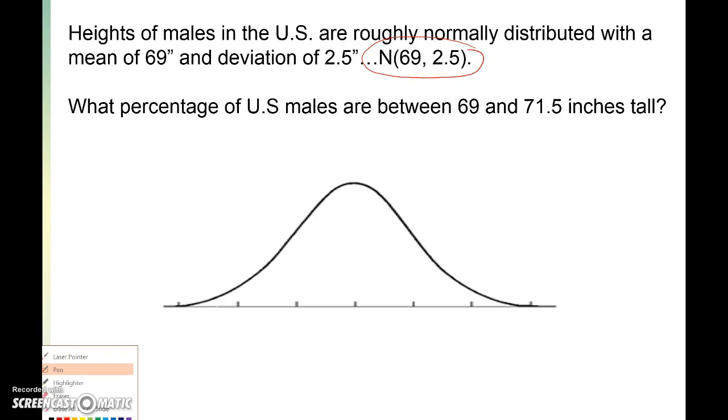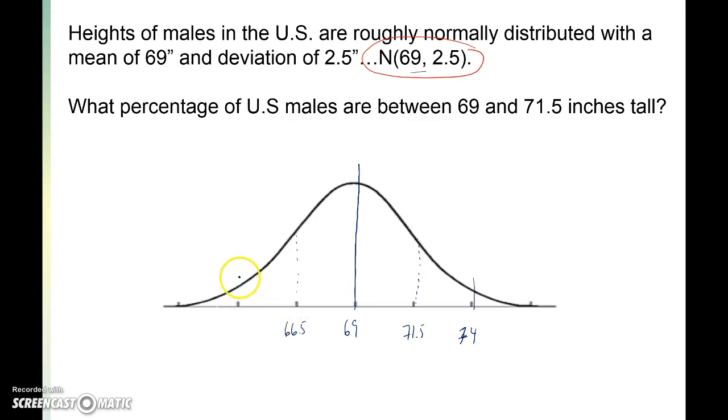So let me get a different color pen here. What I'm going to do first is, I've already had this pre-drawn here, so I'm going to go ahead and label what I've got. I know that the center is 69 inches tall. So there's my 69 inches. One standard deviation up is going to be 71.5. Two standard deviations up would give me 74. If I went to the other side, which I don't necessarily need to for this problem, I'd get 66.5 inches tall. Let's go one more, 64 inches.